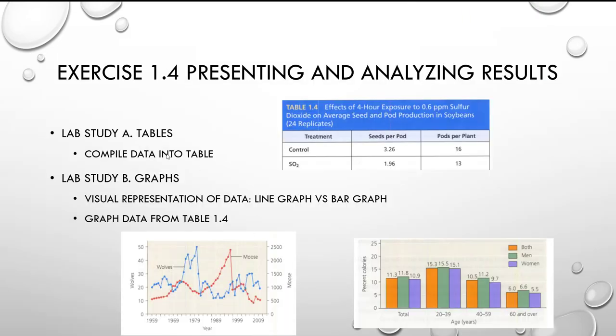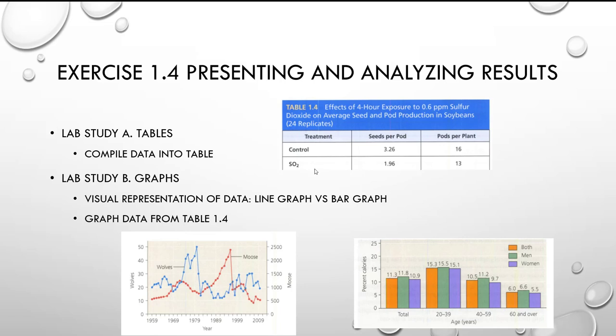Okay, so skipping ahead to page 16. This gets into, now that we've collected data, what do we do with that data? It's presenting and analyzing the results. The first part is compiling data into tables, so we need to know how to set up a table correctly. Here's an example of a table from your lab manual.